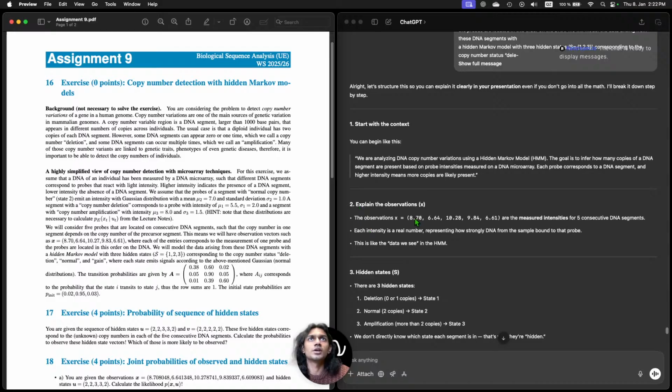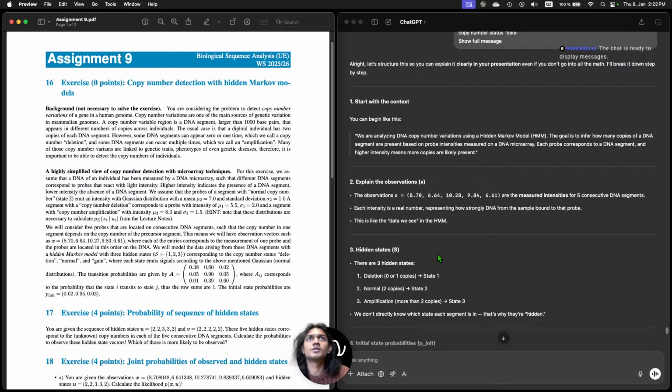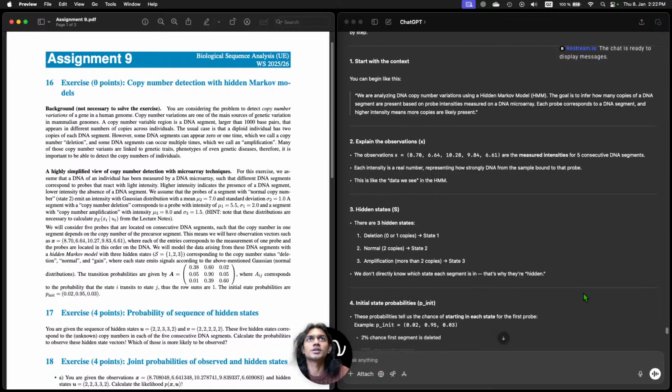Explain the observations. The observations are measured intensities for 5 consecutive DNA segments. Now, what were consecutive DNA segments? Each intensity is a real number representing how strongly DNA from a sample bound to that probe. This is the data we see in the HMM. Hidden states: there are 3 hidden states: deletion, normal, amplification. We don't directly know which state each segment is in. That's why they are hidden states.